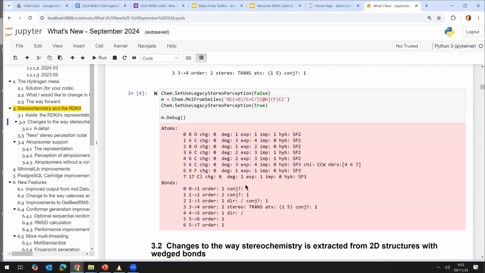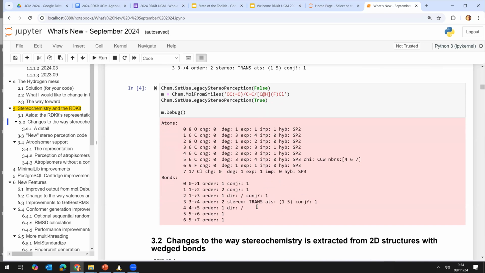Okay, so there is a new stereo perception code that's available in the RDKit. You can access it now already, and it's been there for a few releases, by just calling set use legacy stereo perception false. And if you then construct the molecule and do the debug output of the stereo, the atomic stereo hasn't changed, but now you get trans instead of E. Okay, there's a bunch of other stuff that changes, which I'm going to talk about now.